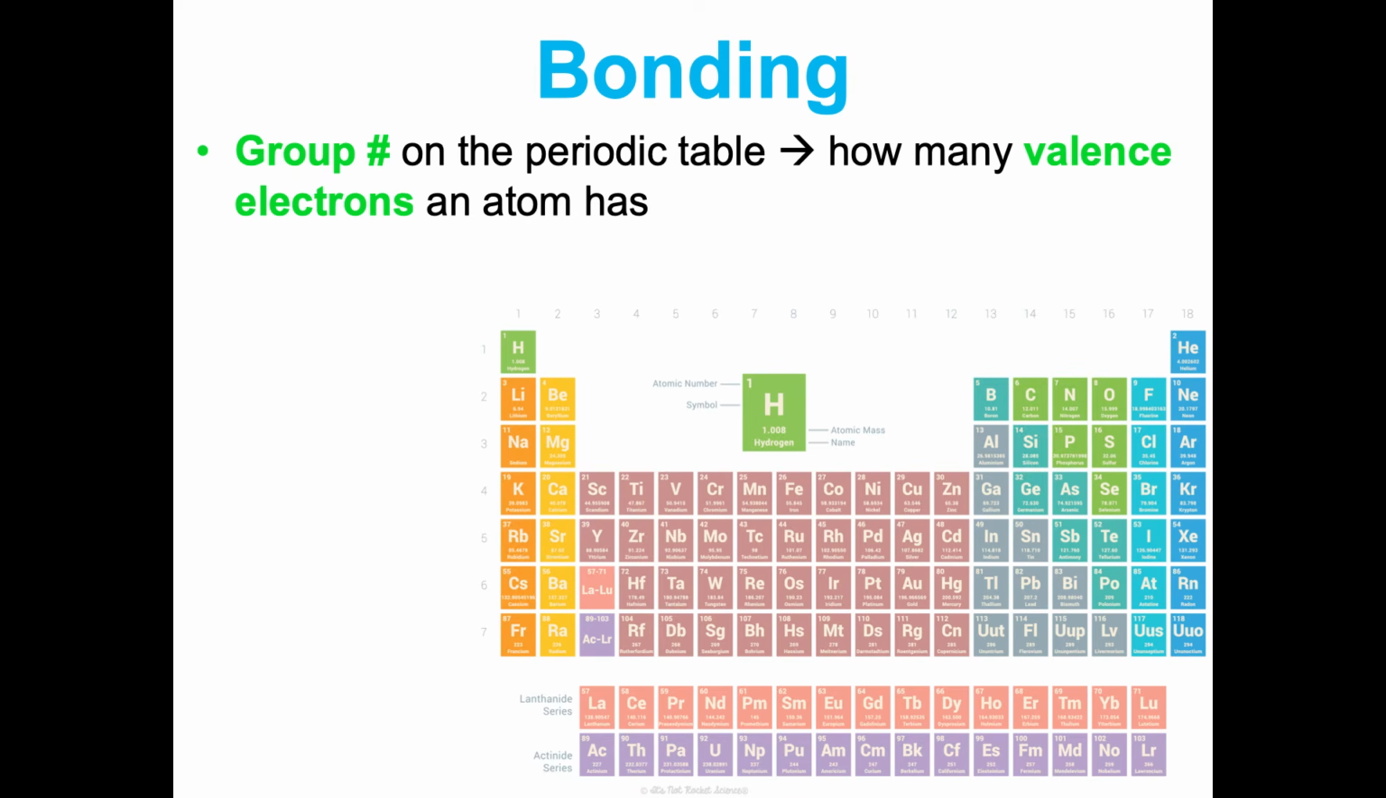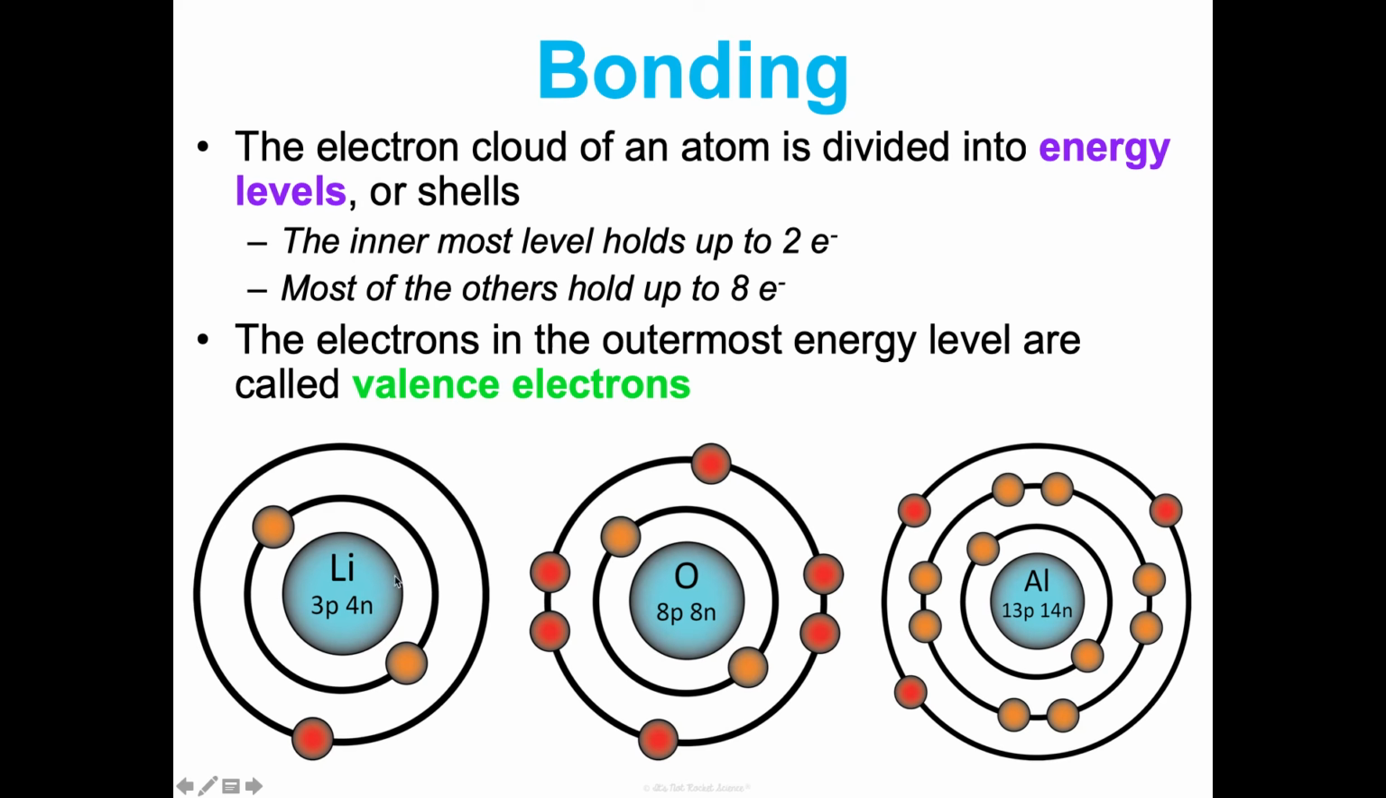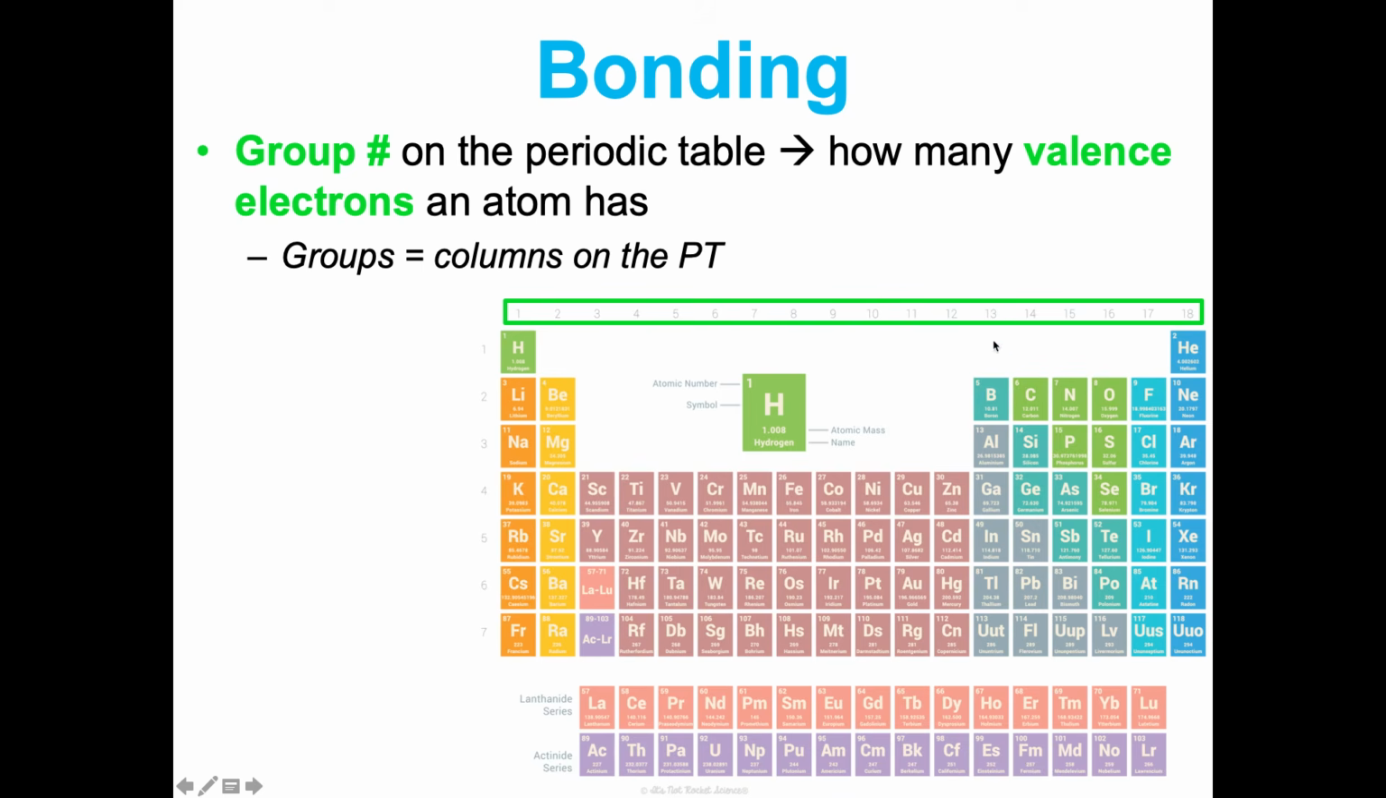So we can always determine the valence electrons and the energy levels by looking at the periodic table. The group number on the periodic table tells us how many valence electrons an atom has. The groups are the columns. Everything in group 1 has 1 valence electron. So look at lithium. Everything in group 1 has 1 valence electron. Everything in group 2 has 2. We skip the transition metals because they are a little bit different. Group 13 has 3, group 14 has 4, 15 has 5, 16 has 6, 17 has 7, and 18 has 8.